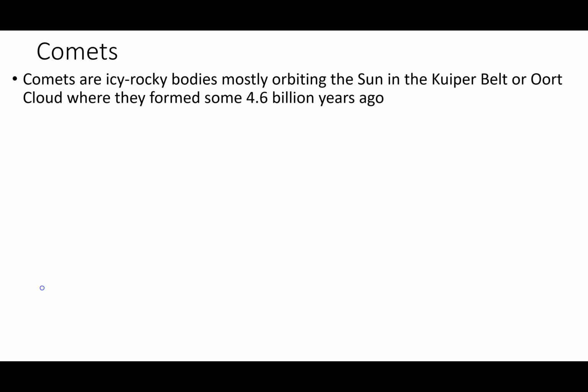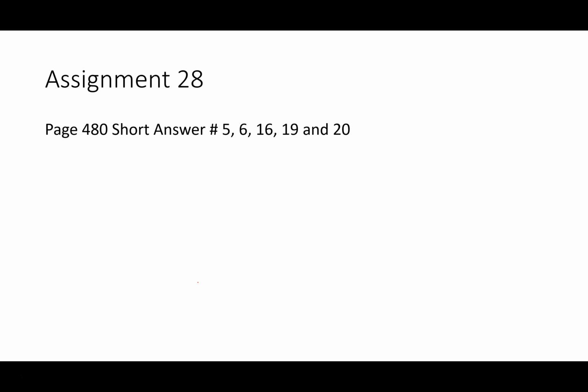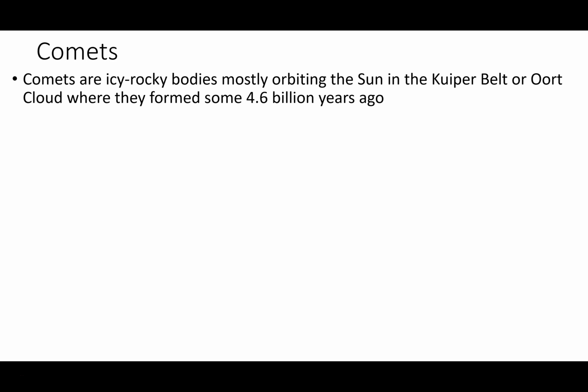Anyway, if they're gravitationally redirected, then what can happen, if this is the sun in here, and this is kind of the Kuiper Belt, and this is the Oort cloud, they can come into the sun, and as they come into the sun, we'll talk more about comets in a minute, they start to fizz, and they will actually make a streak in the sky. Oops, there we go, going the wrong direction.